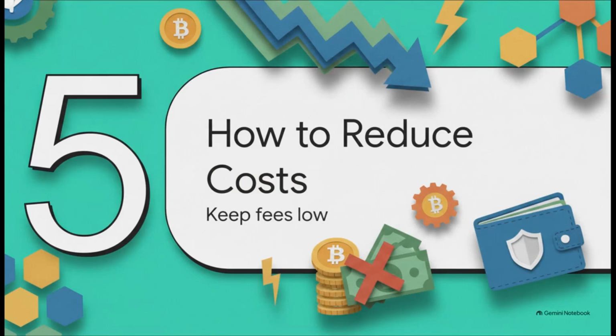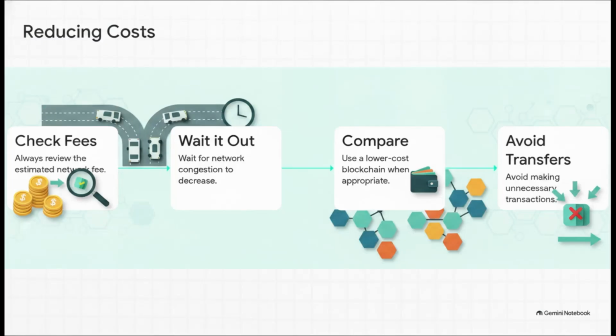All right. Final section, Section 5: How to Reduce Costs. Keep fees low. So the crucial point is, how do we navigate this efficiently? Well, you actually have the power to manage these costs if you play it smart. Here is your quick checklist. Number 1, always check the estimated fees first. If you're sending a small balance like $10 and the network fee is $5, that transfer just isn't practical.